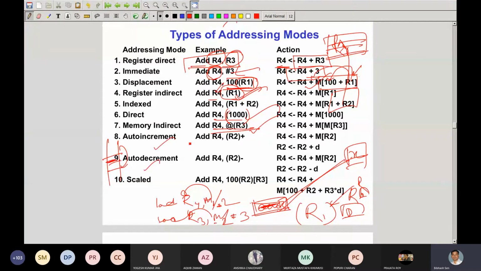Auto increment and auto decrement will also be found. I will come to that point once I explain all the modes directly one by one.